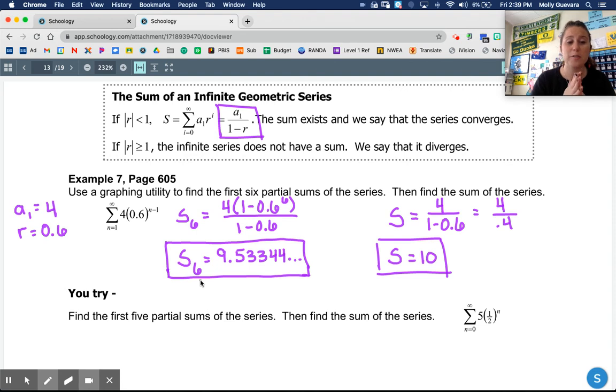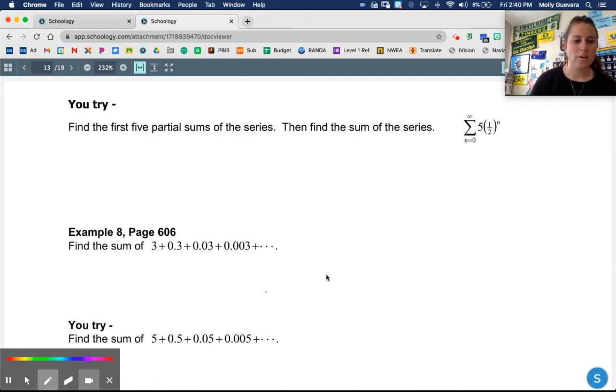I want you to find the first 5 partial sums of the series and then find the sum of the infinite series. So exactly the same thing that we just did, just a different sequence. And then when you're ready to go over it, hit play. Okay, so let's look at this one. This one was a little tricky, and if you didn't notice, you might have to make some changes.